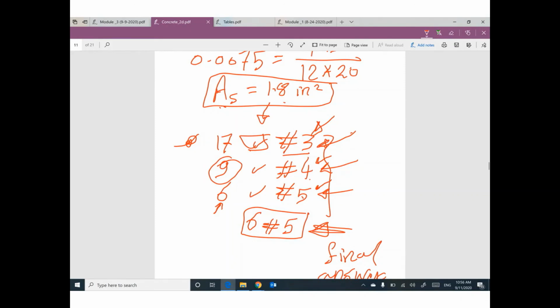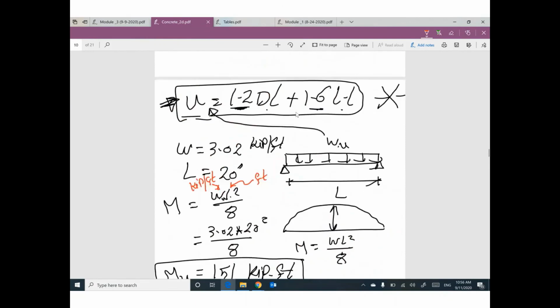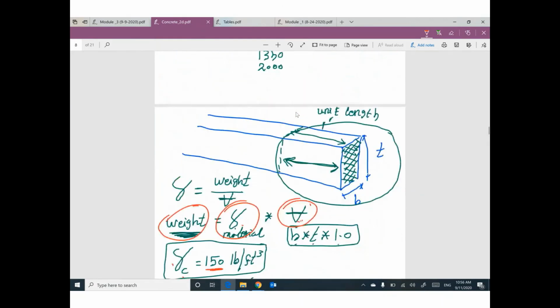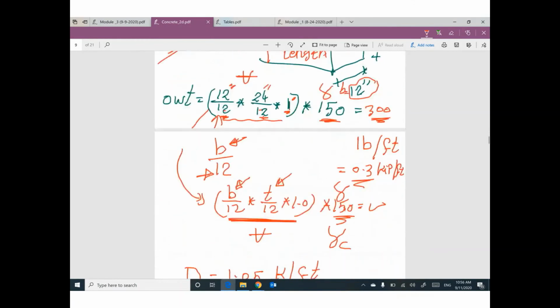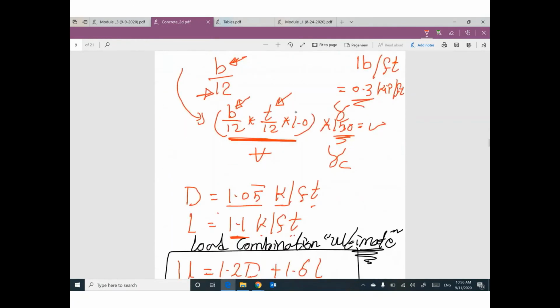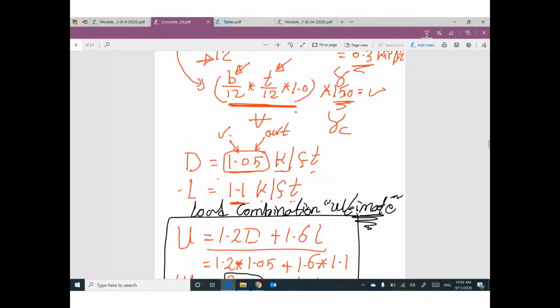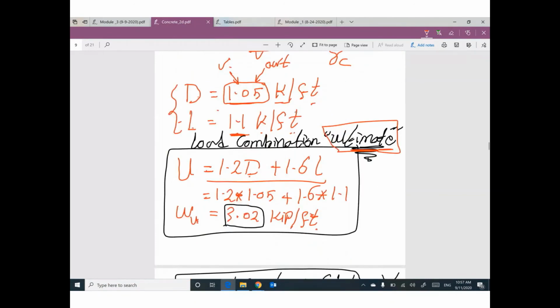The key in this problem is how can I calculate the own weight of the beam? The own weight of the beam will be added to dead load. If you have dead load from the problem and we have own weight, add them together. Live load is given. We need to make a combination between dead load and live load at the ultimate stage, so I multiply dead by 1.2 and live by 1.6. Finally, I get the uniform distributed load, ultimate.